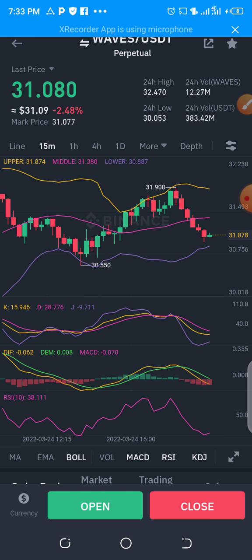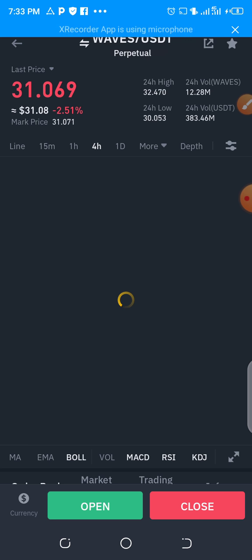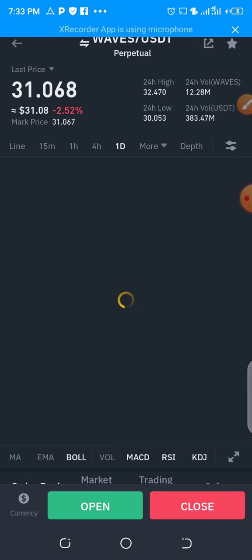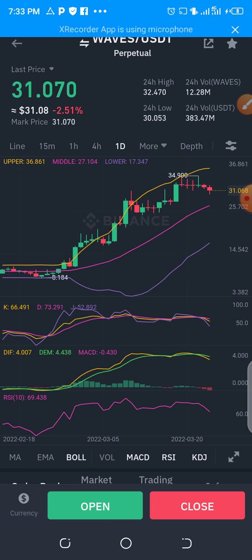We are in the 15 minutes time chart. In order for you to see the real direction of trend, always use 4 hours and 1 day. You can toggle between 1 hour, 4 hours, and 1 day. So this is the 4 hours time frame. This is what the chart looks like. This is the 1 day time frame. This is what the chart looks like.